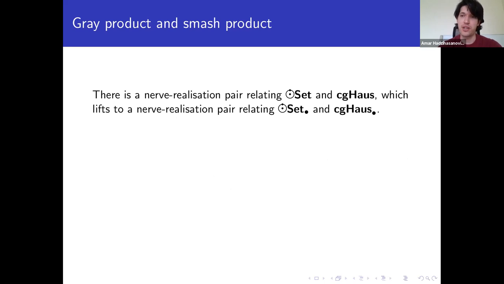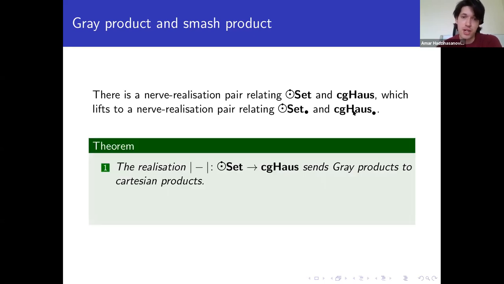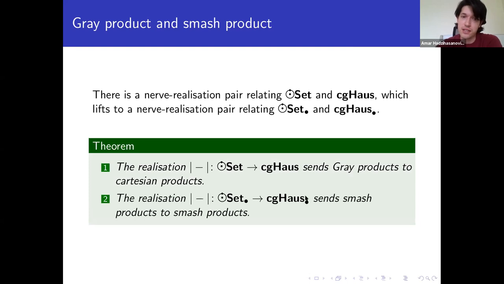So going very fast to the point, I'll say that the reason behind diagrammatic sets is that I wanted to do rewriting, but also have a nice geometric realization functor. So there's an adjunction between diagrammatic sets and spaces, and that lifts to a nerve-realization pair relating pointed diagrammatic sets and pointed spaces. This realization sends Gray products to Cartesian products, and in fact it sends smash products to smash products. So these pointed diagrammatic sets are going to be our bridge between the world of monoidal theories and the world of pointed spaces. This is one of the ends of this bridge.